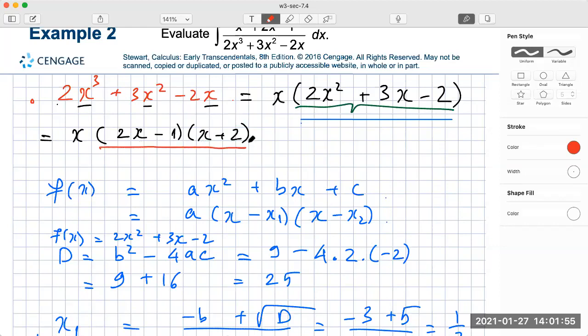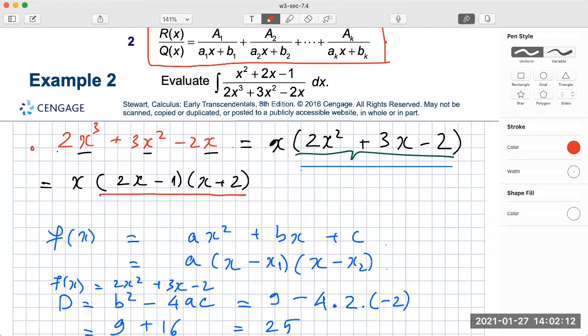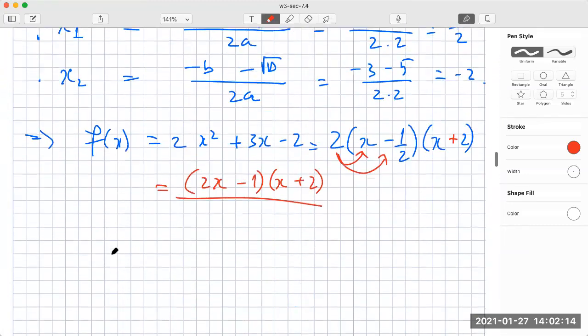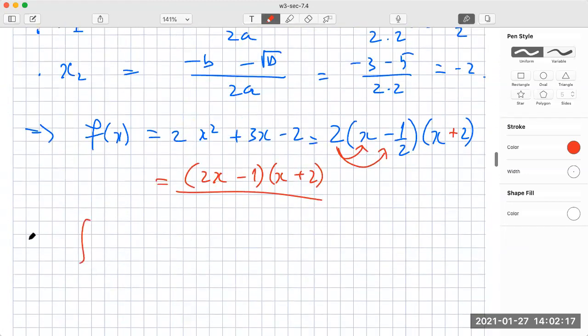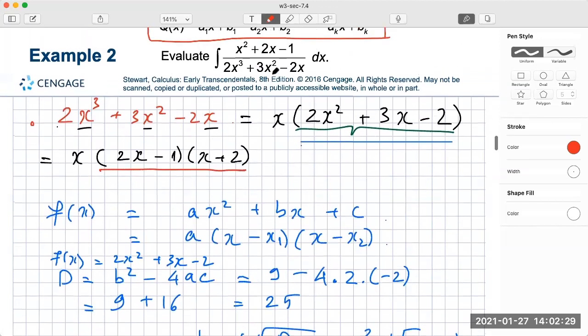Or if you are as smart as him, and many people in the class have done it, you can do it very fast by doing some trick. Okay, review this yourself. But now, let us continue. It means that this integral of x squared plus 2x plus 1 divided by the denominator, and the denominator becomes this guy, right?